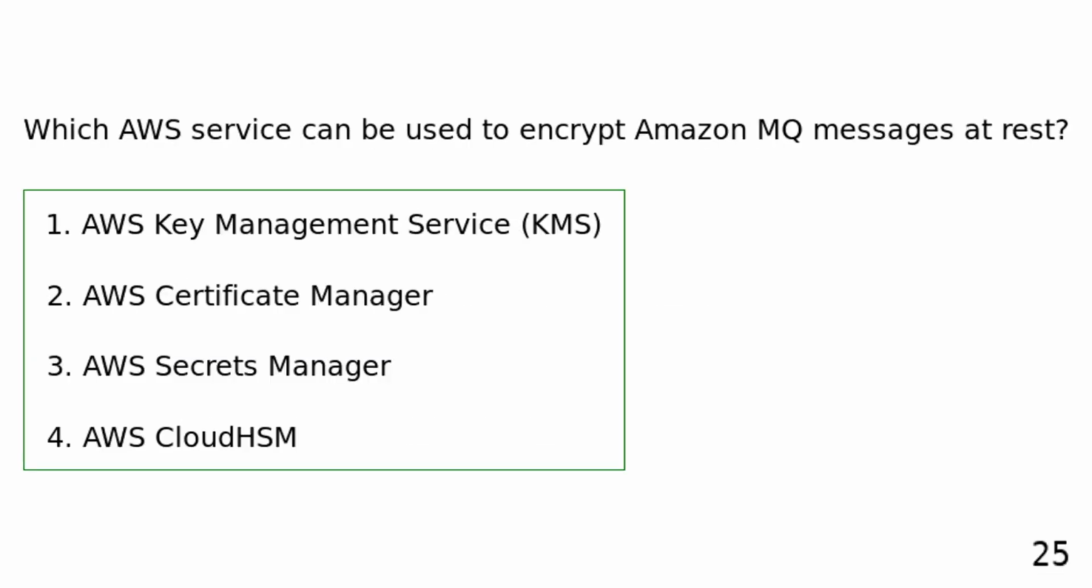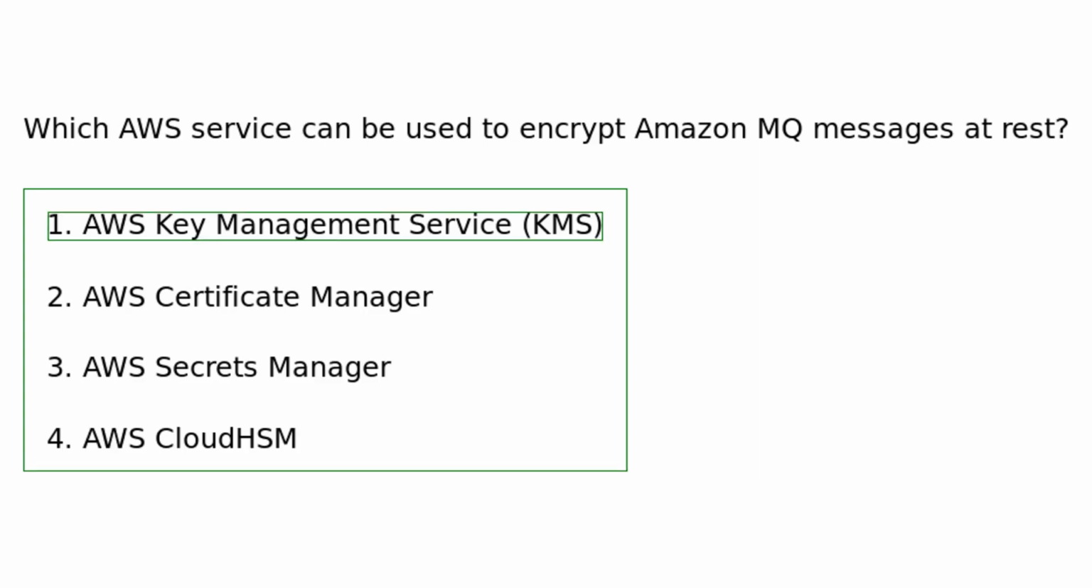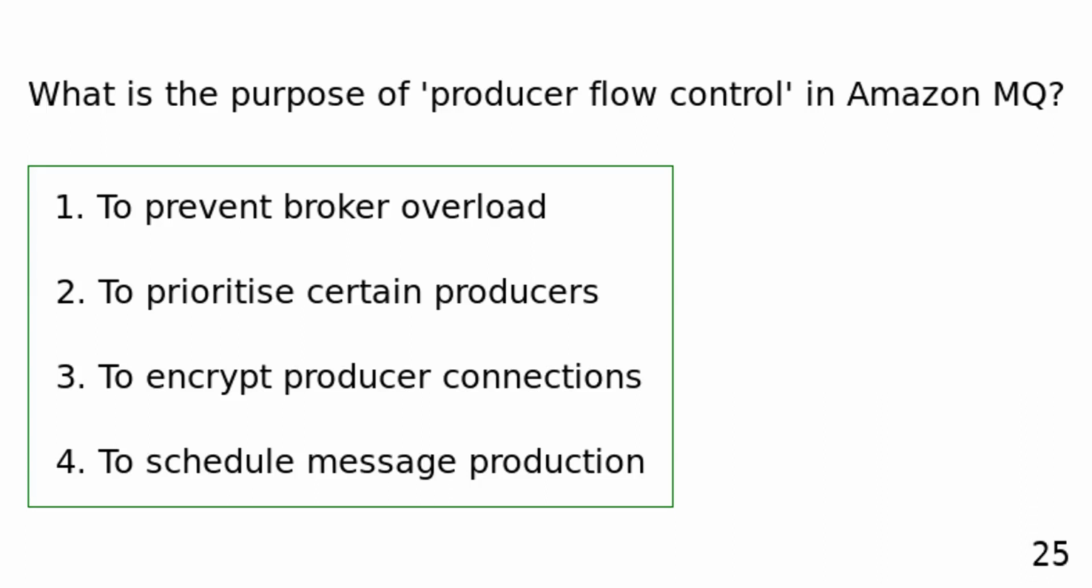Which AWS service can be used to encrypt Amazon MQ messages at rest? AWS Key Management Service. AWS Certificate Manager. AWS Secrets Manager. AWS CloudHSM. Amazon MQ uses AWS Key Management Service to encrypt messages at rest, allowing you to manage encryption keys and control access to encrypted data.